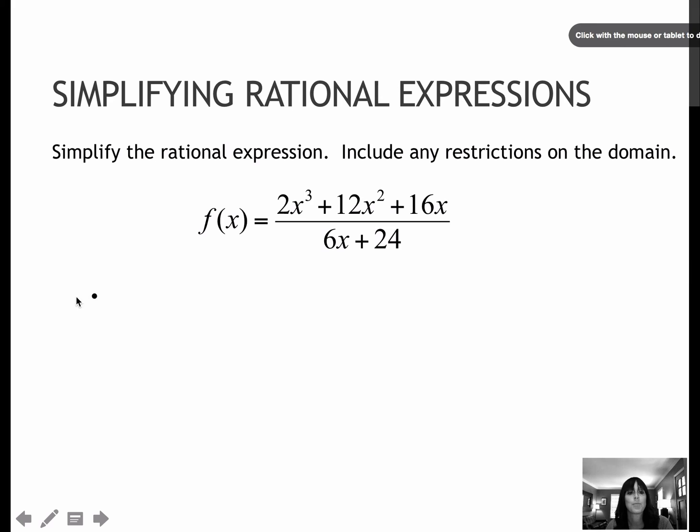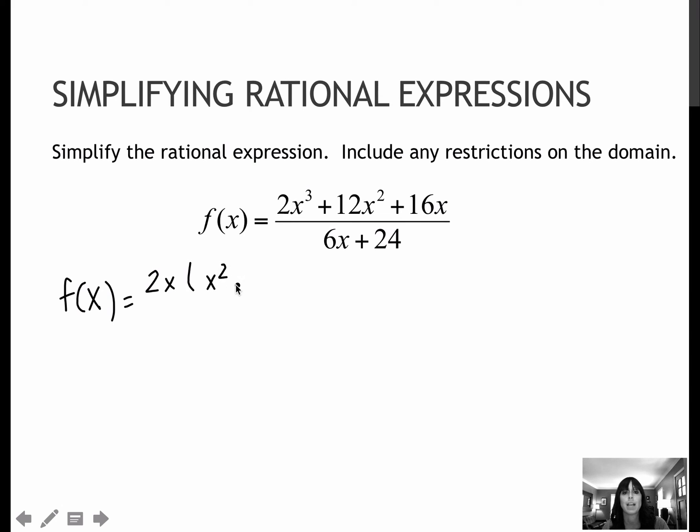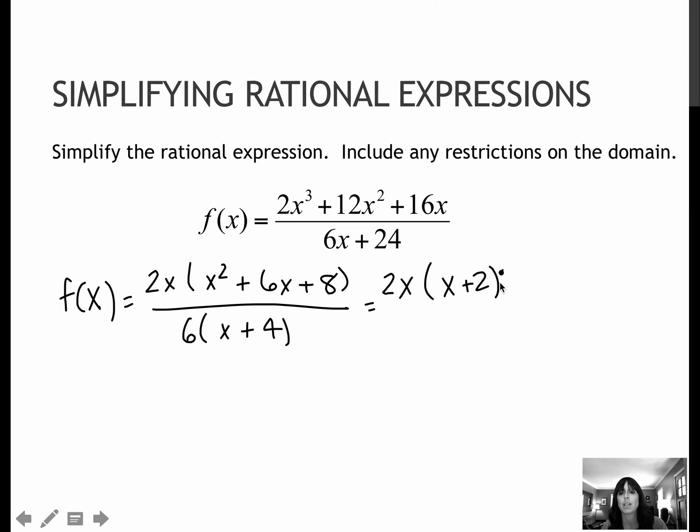This one looks fun. So again, we're going to do some serious factorization. Always start with the GCF. It makes it so much easier. I'm going to take out a 2x out of everything here, which gives me x squared plus 6x plus 8 on the numerator. The denominator, it looks like I could take a 6 out of both terms, so x plus 4. Again, before I reduce anything, I'm going to factor completely. So I would call this x plus 2, x plus 4. In my denominator, I've already factored completely. And now I will start reducing.